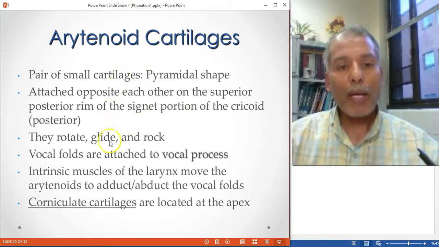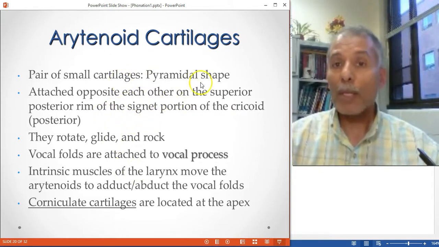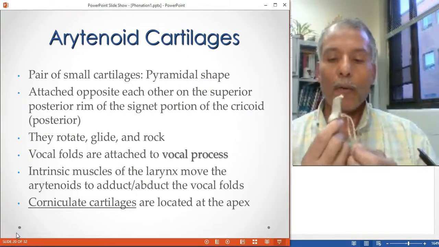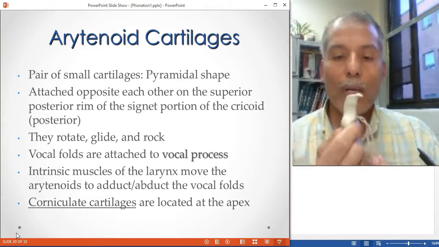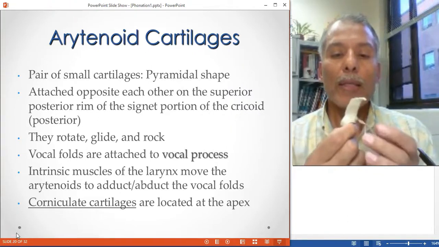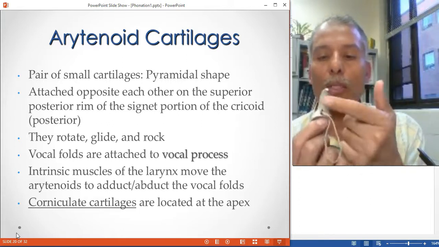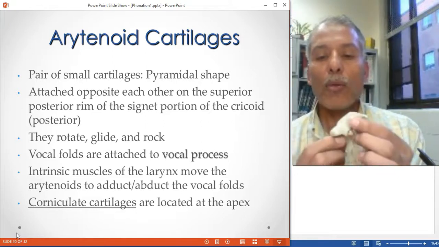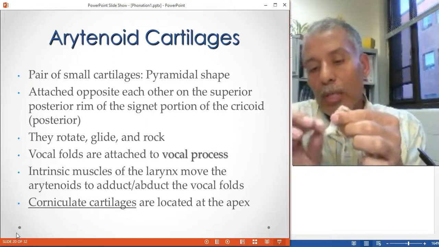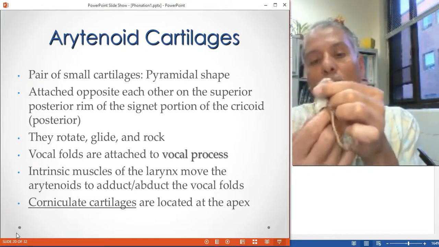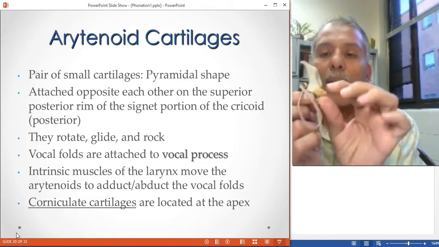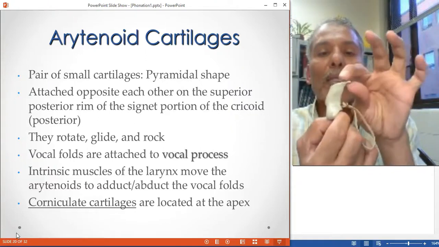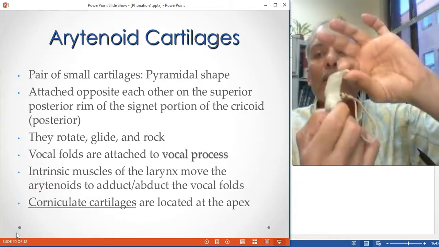Again, the arytenoid cartilages are small and pyramidal shaped. So if you look at the shape, here's a front, and here's one side, here's the other side. It has one wing on one side, that's called the muscular process. And on the other side, it also has another end. And you can see the top segment of it, which is the corniculate cartilage sitting on top of it here.